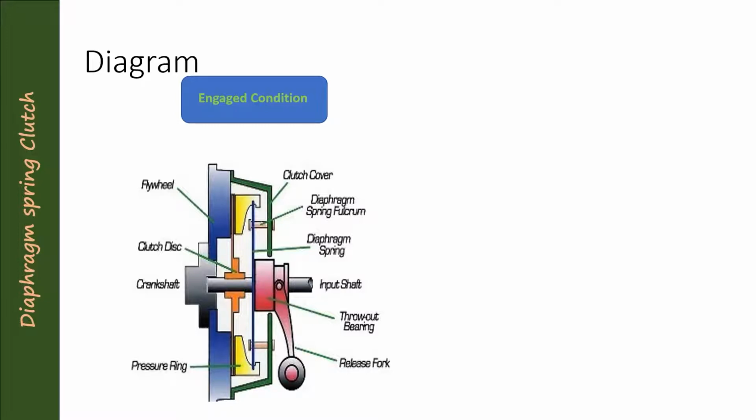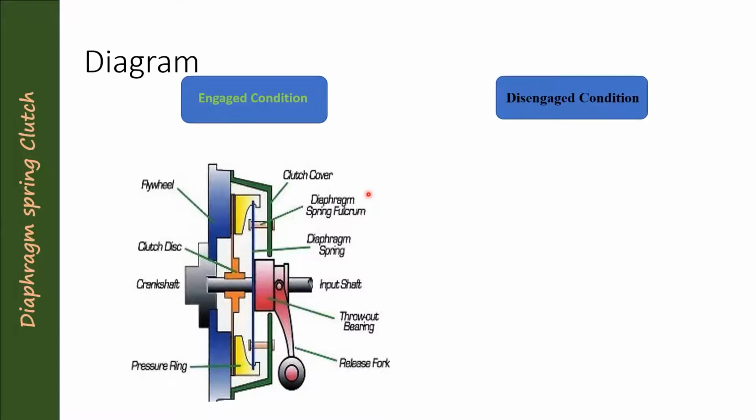The diaphragm spring clutch is engaged with the clutch disc. It is the engaged position. The parts are given here: flywheel, clutch disc, crankshaft, pressure ring, release fork, throwout bearing, input shaft, diaphragm spring, fulcrum and clutch cover. These are the main parts of the diaphragm spring clutch.